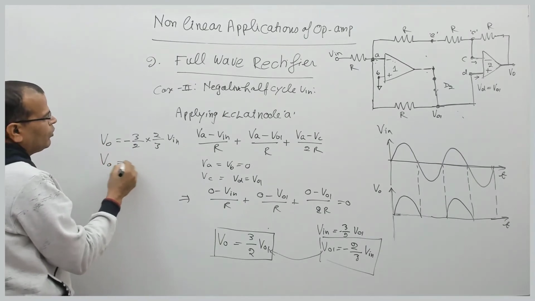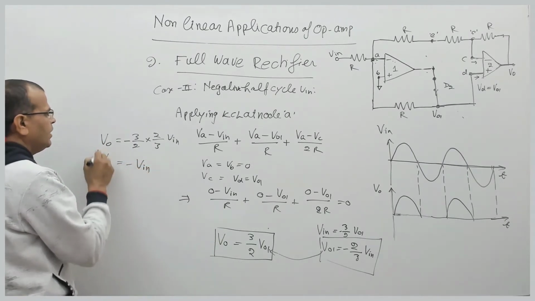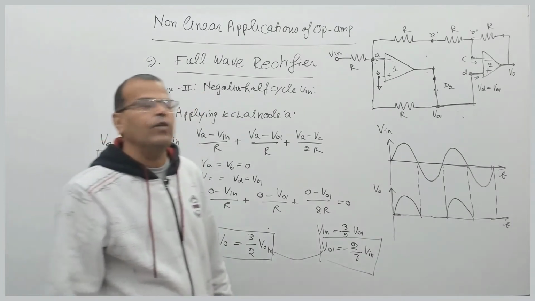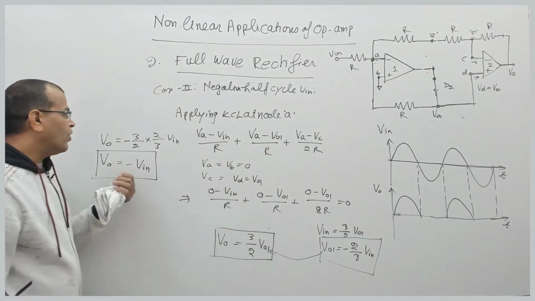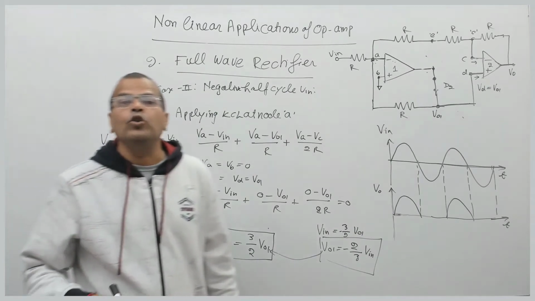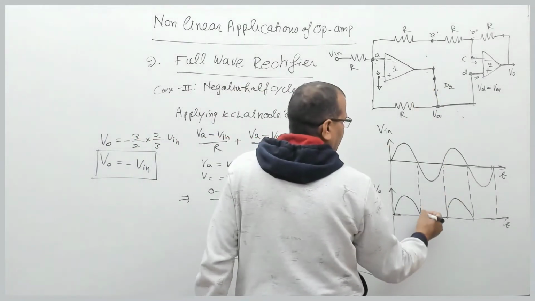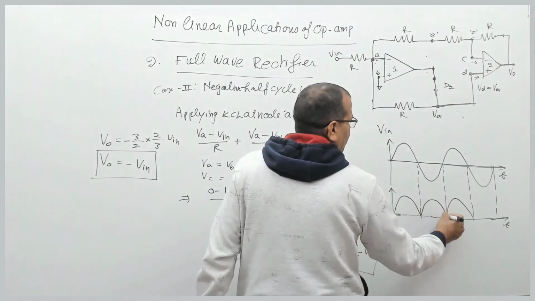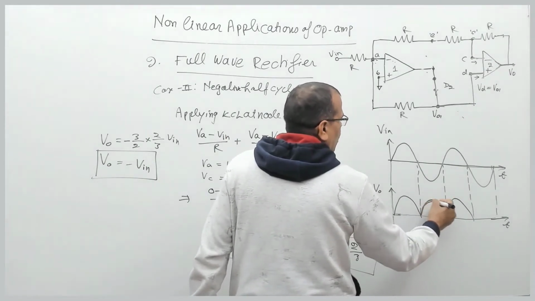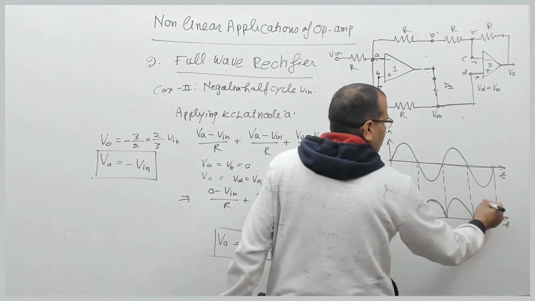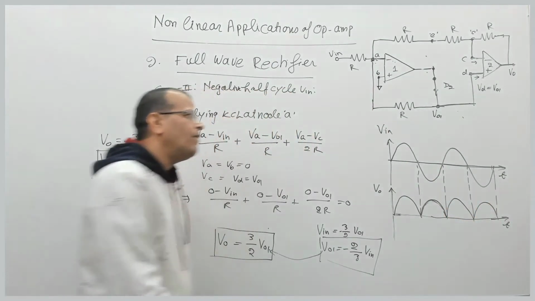So V0 will be equal to minus V in. For the negative half cycle of input voltage, V0 is equal to minus V in. It means the output voltage will be an inverted version of the input. So during the negative half cycle, the output will be inverted. It means this is inverted during the positive half cycle.